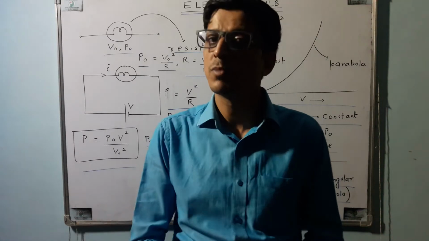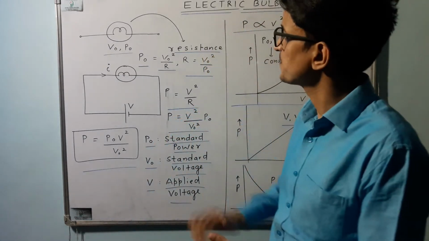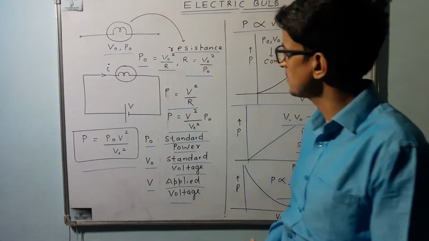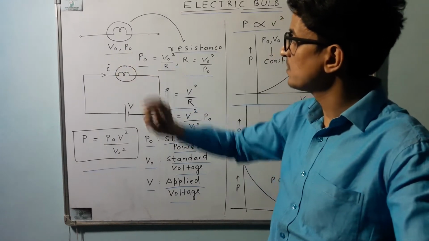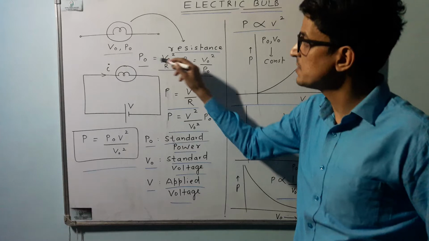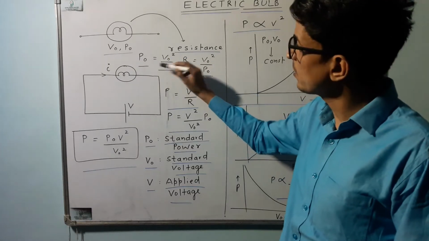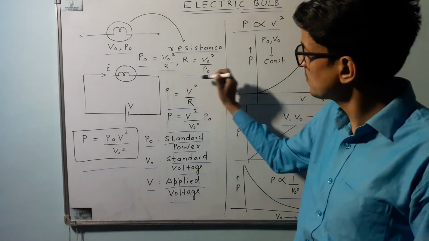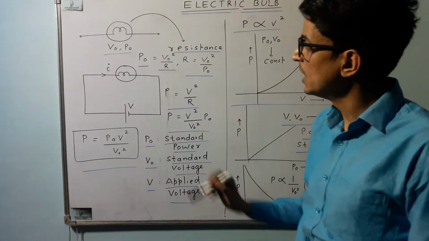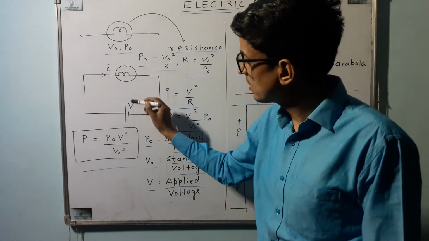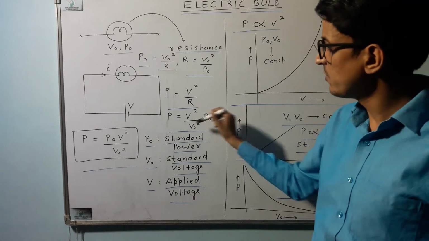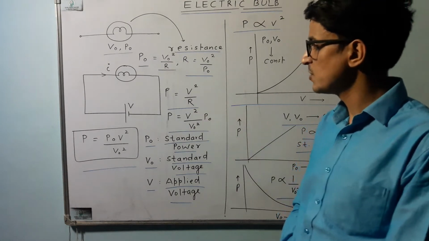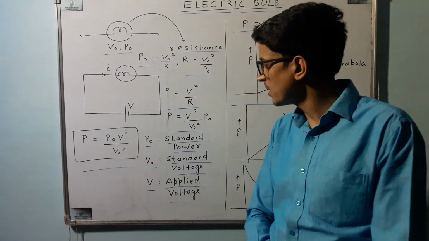So let's see things in proper perspective. The first is, it's a standard resistance under a standard voltage V0, it gives a power P0. So we can say that P is equal to V square by R. So P0 is V0 square by R. So resistance of this bulb is V0 square by P0. If we connect this bulb to another voltage V, we have P is equal to V square by R. So it will be P is equal to V square by V0 square into P0. So this is the expression for the power.